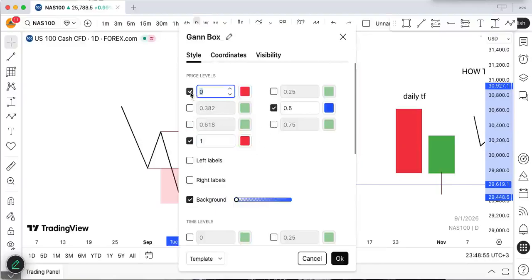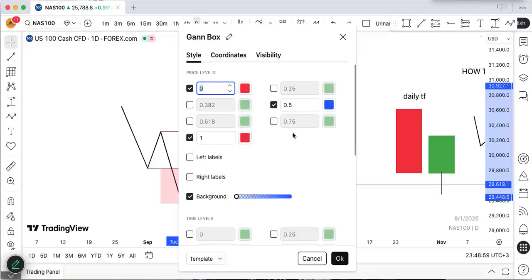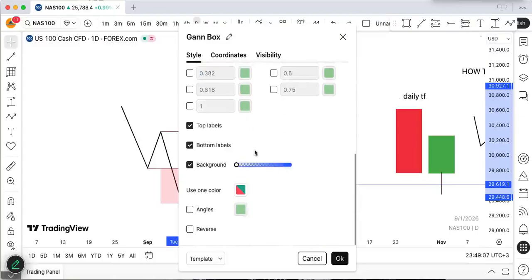You only leave these 3 levels only, no problem. You can catch this slightly. So here to 0, here to 1, and here to 0.5, nothing else. You untick each and everything. Top labels, you leave it on. Bottom labels, you leave it on. Background, you leave it on 0. If you want, you can put it there.